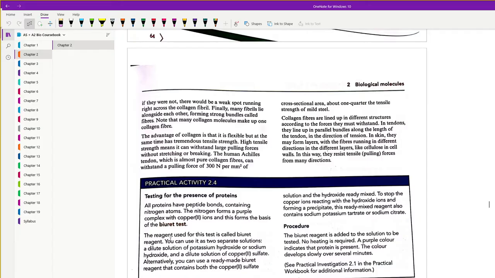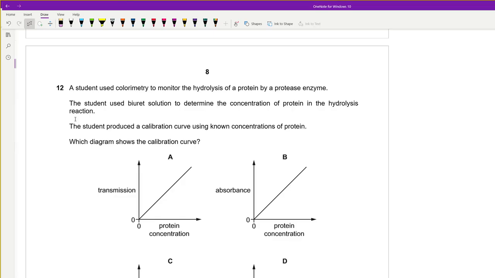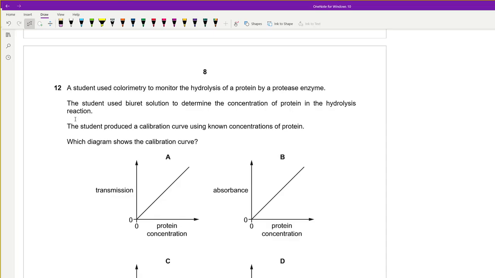Now the biuret reagent is added to the solution to be tested. No heating is required. It occurs at room temperature. A purple color indicates that the protein is present. The color develops slowly over several minutes. Alright, so the greater the protein concentration, the greater the intensity of the purple color.